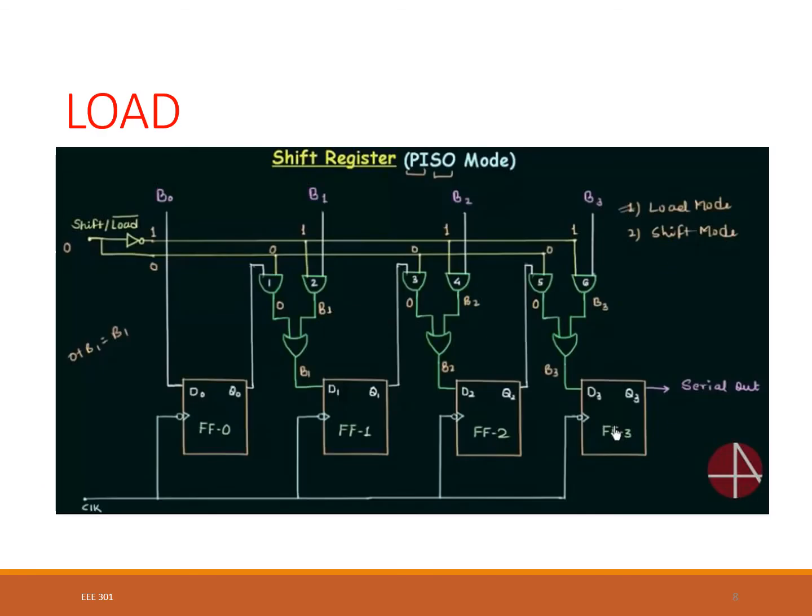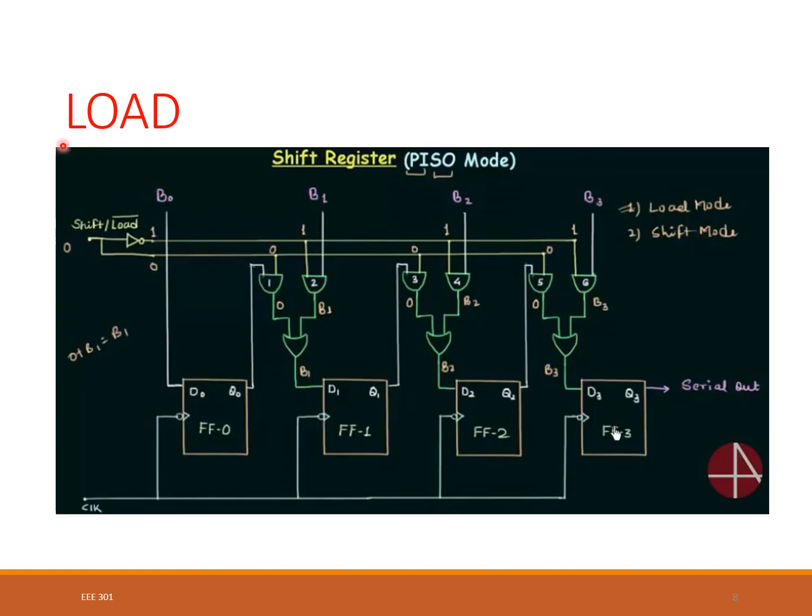So we will discuss parallel in, serial out. So the circuit is like that. So here we have shift and load prime. That means this circuit will shift when high, or 1, as we are giving 1 as the input, and it will load when we are giving 0 as the input, right? So it can work in two modes, load mode and shift mode.